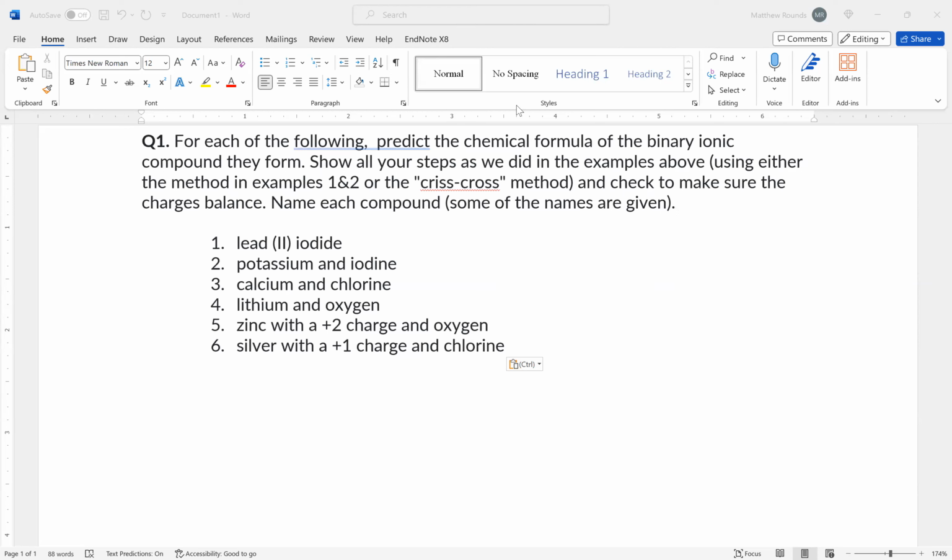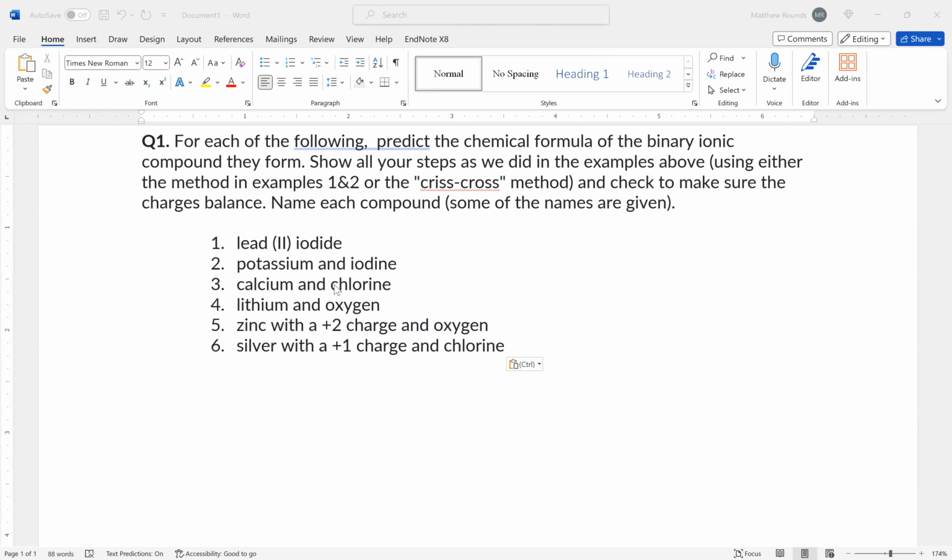For each of the following, predict the chemical formula of the binary ionic compound they form. Show all your steps as we did in the examples above. That's where I'm unsure if that's going to be okay. Using either the method in examples 1 and 2 or the crisscross method, check to make sure the charge is balanced. Name each compound. Some of the names are given. There's a lot here.